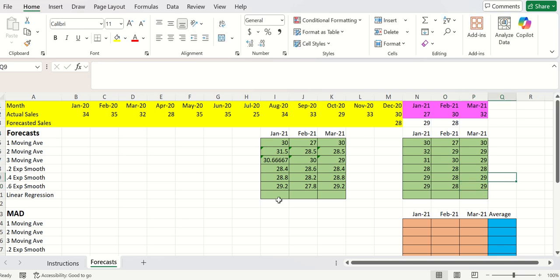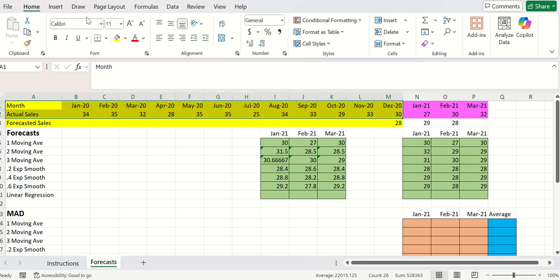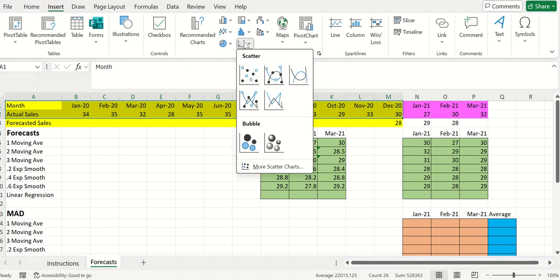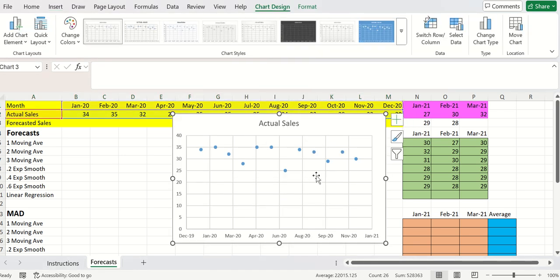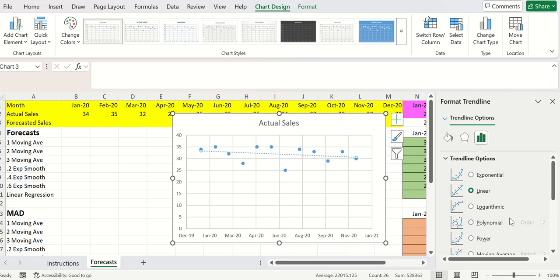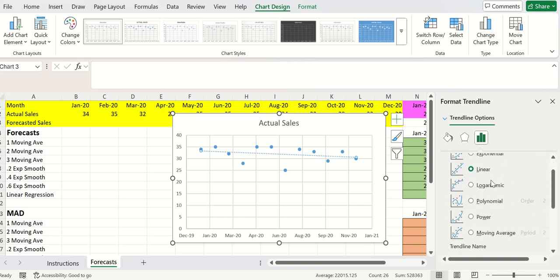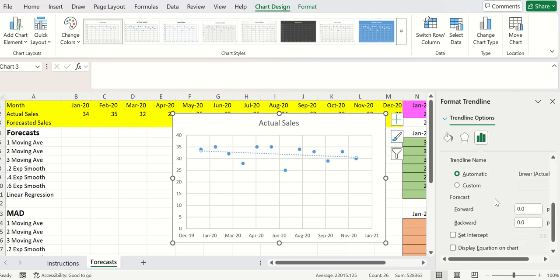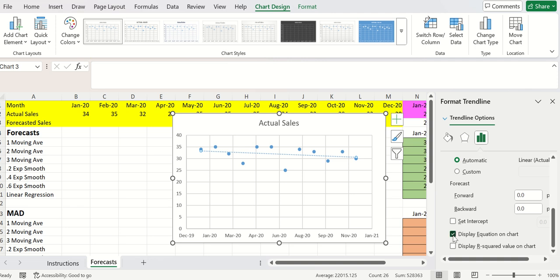All right, last thing that we're going to do is a linear regression. You can do linear regression with the information that you have here. If you highlight it, insert a scatter plot, and then right-click on any one of these data points, it will let you add a trend line. In that trend line, we want to keep this as a linear regression. We want to display the equation on this chart, and we want to display the R-squared value.